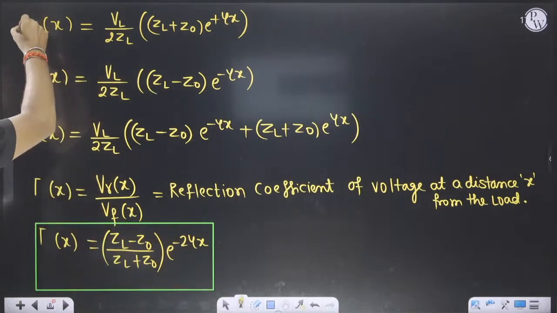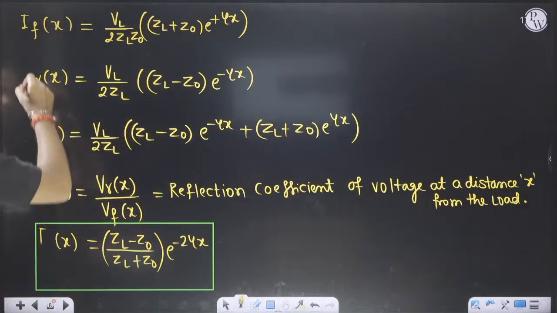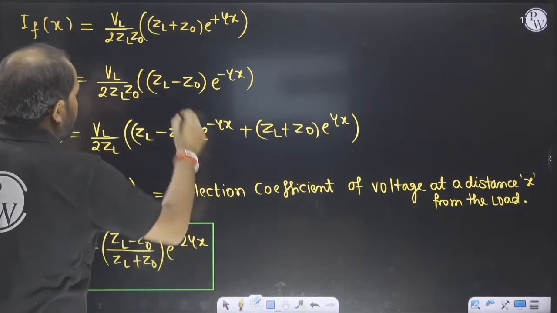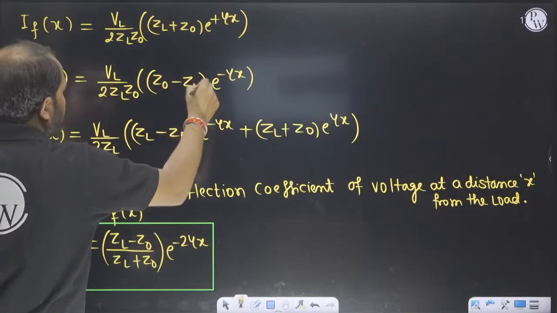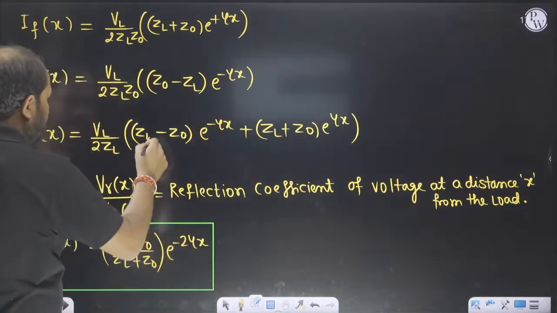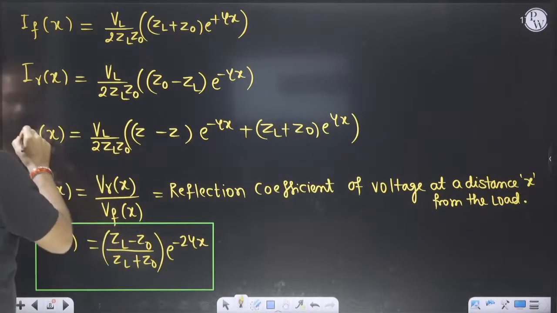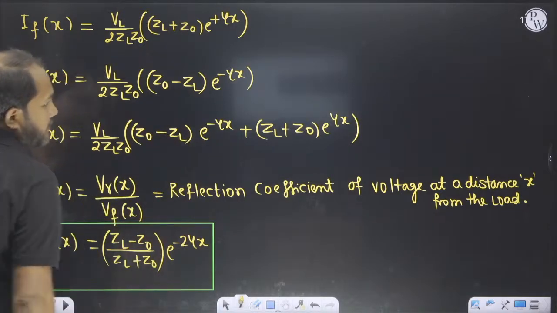So forward current will be divided by Z0, and the reverse current, divided by Z0, will be Z0 minus ZL. So it will be Z0 minus ZL divided by Z0, the standing wave current, Z0 minus ZL.